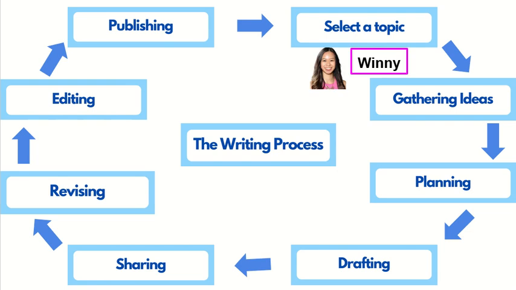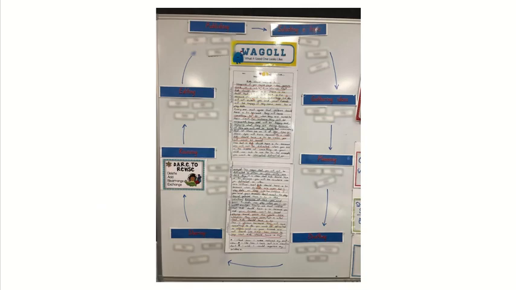So for example, I'll display the posters up around the room and then I'll put student names or numbers, and then once they have completed, for example, selecting a topic for their piece of writing, then they can move their name down to gathering ideas. So I'll show you some photos of how I've done it in my classroom.